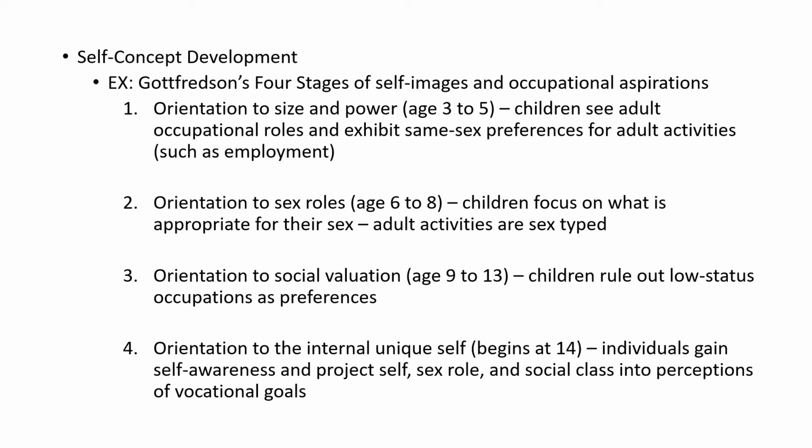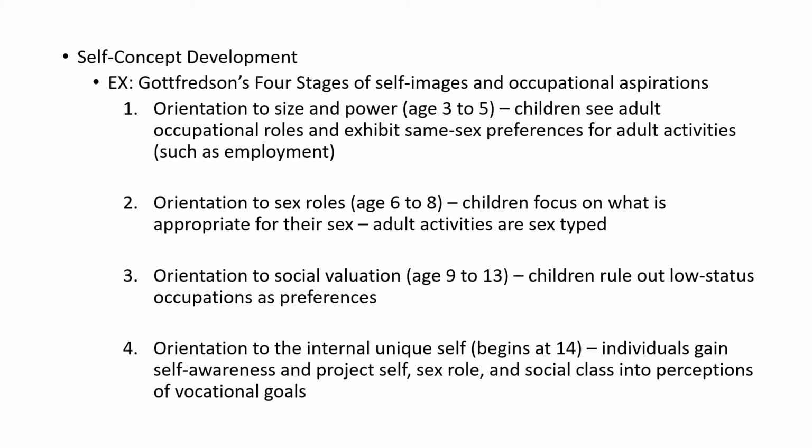4, orientation to the internal unique self begins at around age 14. Individuals gain self-awareness and project self, sex roles, and social class into perceptions of vocational goals. So maybe around 14 is when people realize, hey, this might be a good job for me when I grow up, or I might consider doing this when I grow up, or these are some of the things that I like. It's appropriate for my gender, it's appropriate for me, and it's also appropriate for where I'm coming from.